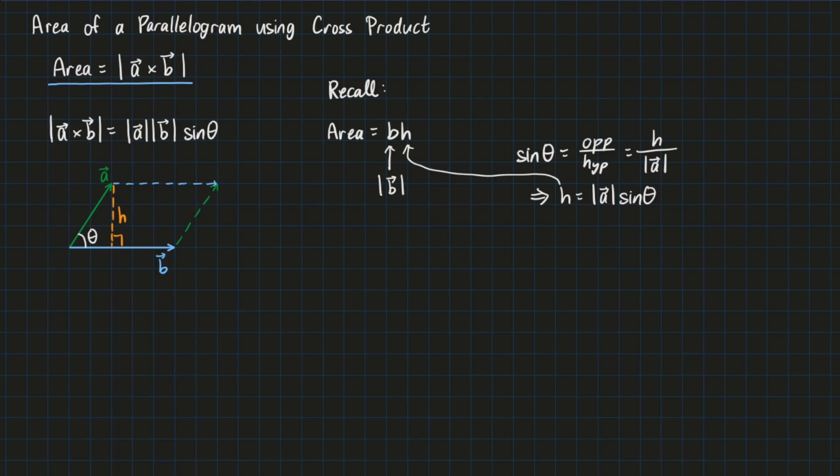So that's how we get the area equals the product of the magnitudes of both vectors times sine theta, which is the angle between them.